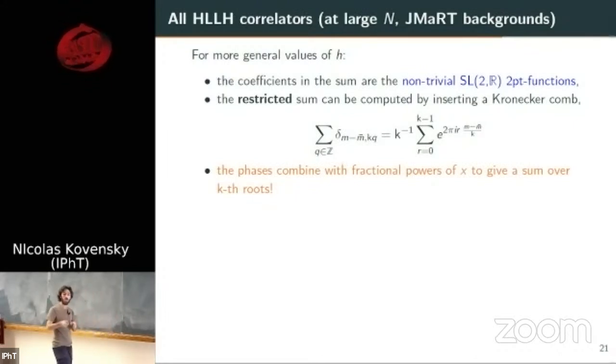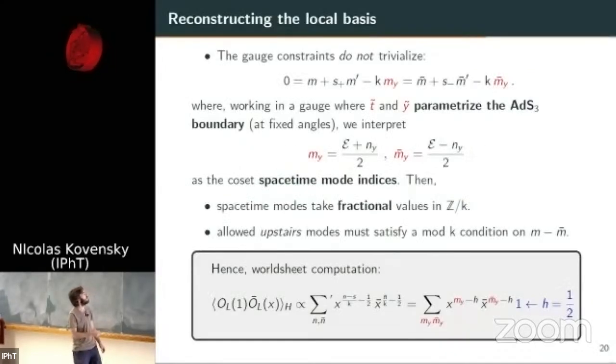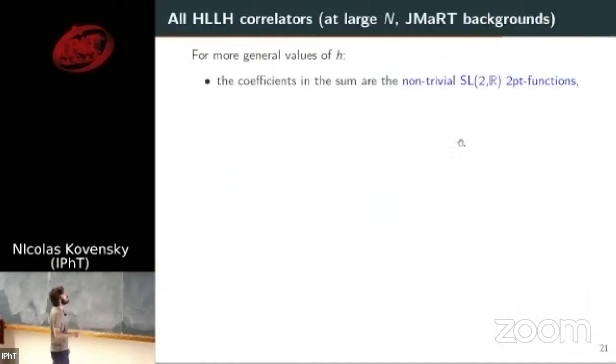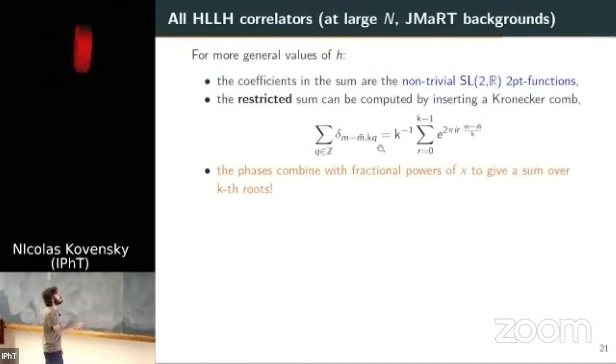One efficient way to impose the gauge constraint is to insert into this sum this type of Kronecker delta symbols summed over values of k. So this is just a nice way to impose these conditions here, to say which are the values for the m's. And when you do that, you can rewrite it in terms of these phases here.